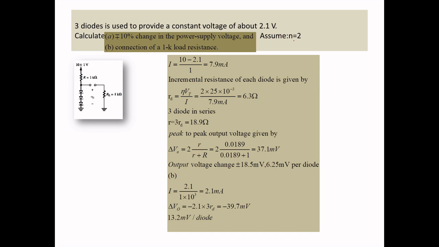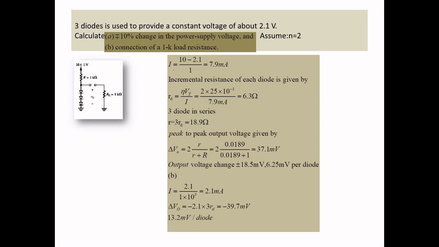Assume the material parameter n equal to 1. The given supply voltage is 10 plus or minus 1 volt, R equal to 1 kilo ohm, and RL equal to 1 kilo ohm. These are the given values. The problem can be asked in any fashion: you can ask for finding the resistance R, or connect n number of diodes and ask for the constant voltage. But this is the basic, and from this basic the problem can arise in any manner.